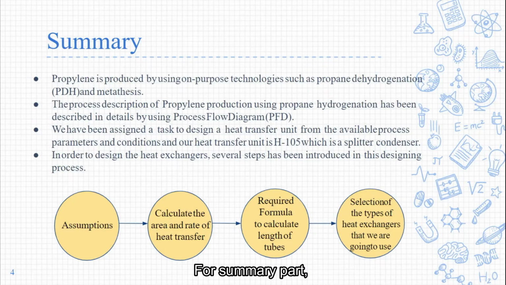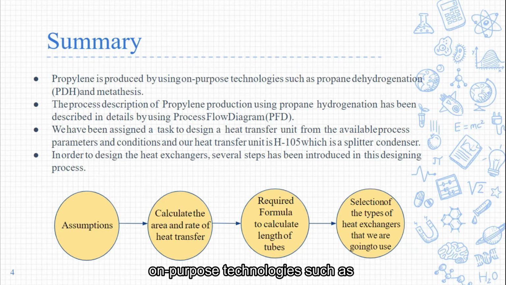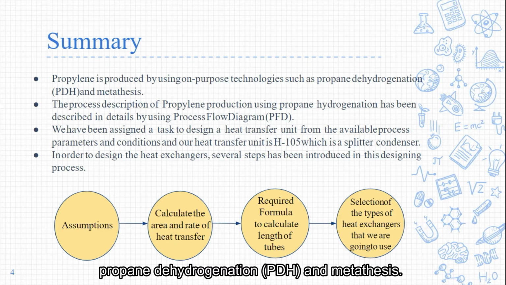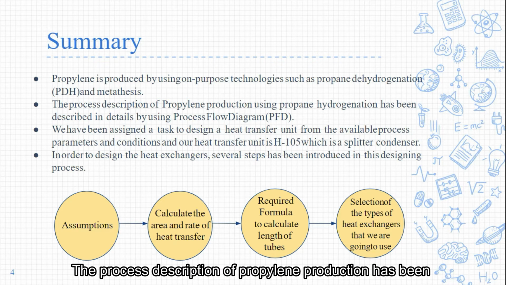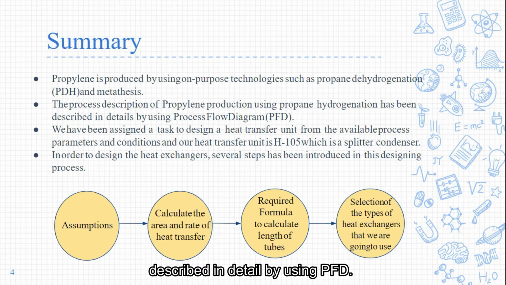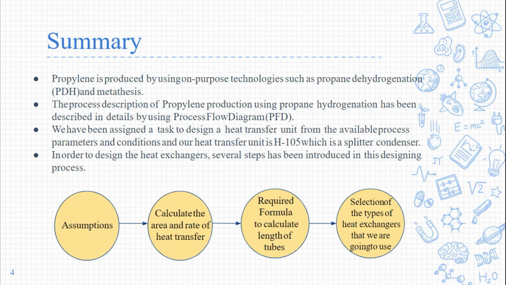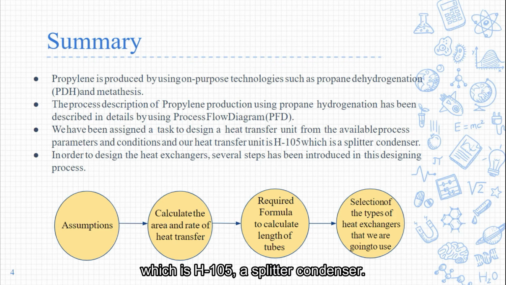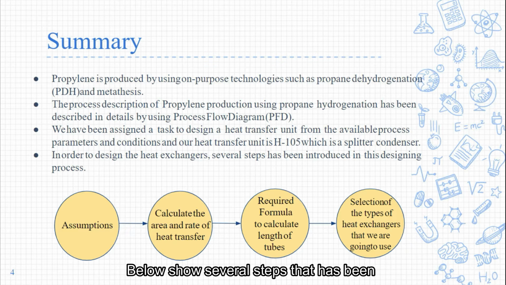For the summary part, propylene is produced using on-purpose technologies such as propane dehydrogenation (PDH) and metathesis. The process description of propylene production has been described in detail using a PFD, and we have been assigned a task to design a heat transfer unit, which is the H105 splitter condenser. Below are several steps that have been introduced in this design process.